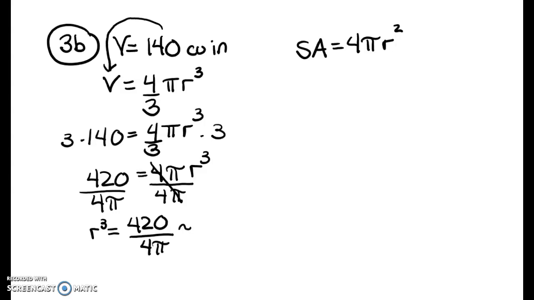So I want you to plug that into your calculator, and remember, put parentheses around the 4 pi or else your calculation will not be correct. So 420 divided by parenthesis 4 pi parenthesis is approximately 33.423.